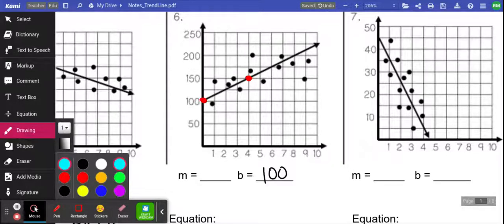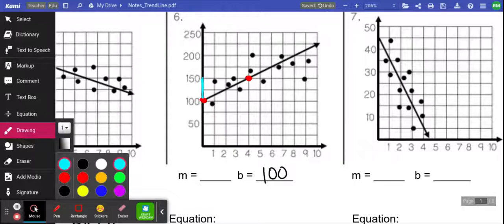Now, from the starting point, do I go up or down? Up. Oh, and remember, this is a positive, so we're looking for a positive slope. We go up how many? 2. Now, real quick, are we really going up 2? We're going from 100 to 150. Is that just 2? No, how many are we going up? 50? You guys see that?